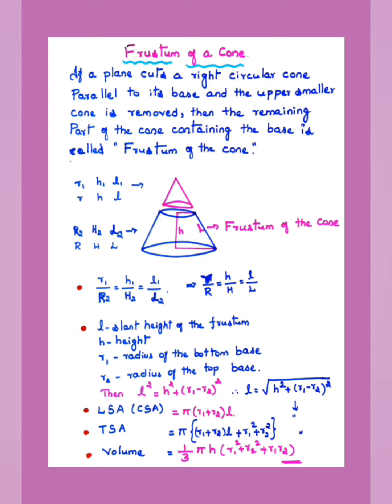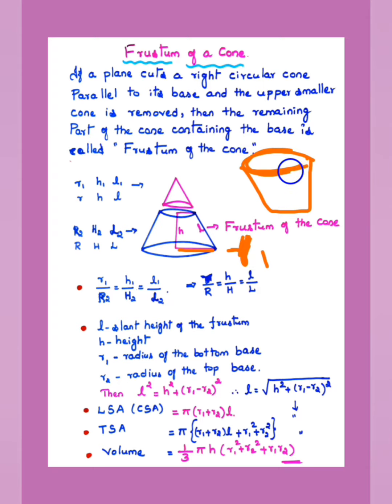In the frustum of the cone, L is the slant height of the frustum. You see this part L, and H is the height. R1 is the radius of the bottom base. This bottom base, here you take this as R1. It is the larger part, the bigger size. Suppose it is inverted like this, in the case of a flower pot.